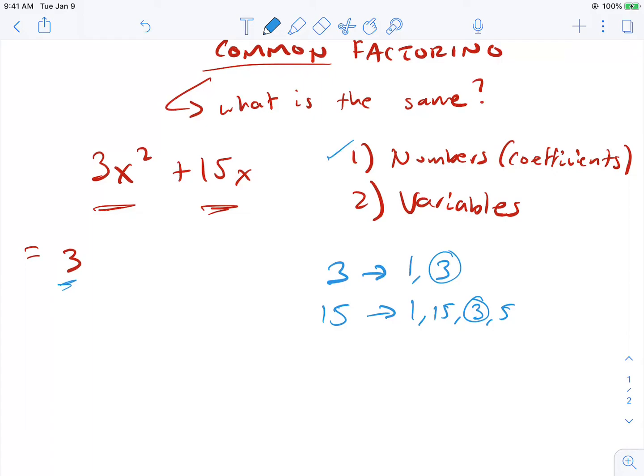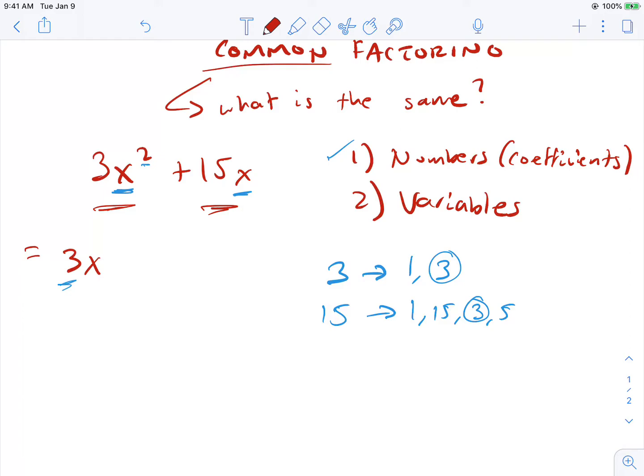Let's take a look at our variables. This thing has an x squared, which means it really has x times x. And this thing just has an x. So is there a way to take a variable out of both? Well, yeah. They are both able to be divided by x. So I'm going to take an x out of this as well. I'll just change that back to red. I'm going to take an x out of this as well.